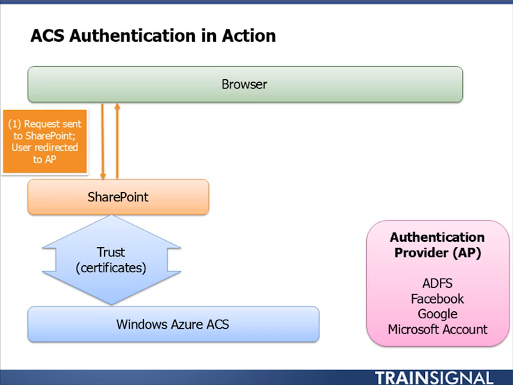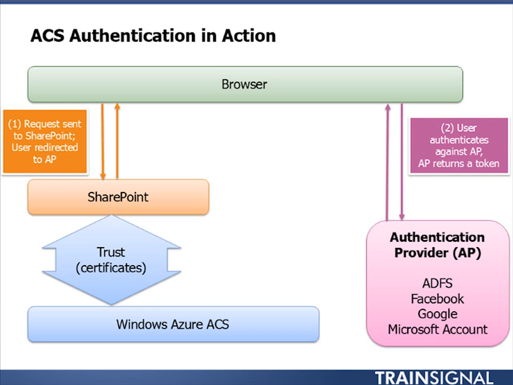What's going to happen is that my user is first going to connect to SharePoint. Now when they connect to SharePoint, SharePoint's of course going to ask them to authenticate. And they're then going to choose our Windows Azure ACS authentication provider. When they do that, they're then going to get redirected to the authentication provider. Now, the authentication provider will then prompt them for their username and password. So, for example, if they were doing Facebook, the browser is going to be redirected to Facebook. They're going to punch in their username and password, and then Facebook is going to hand back a token.